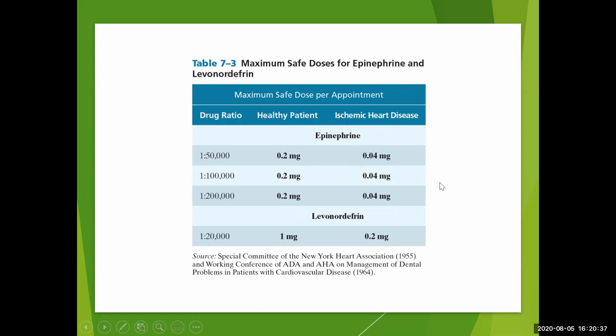So you may be using your cardiac dose for patients not necessarily with heart disease. Maybe they have hyperthyroidism or something like that, and you need to limit the epinephrine. You would use the cardiac dose. And then levonordefrin always comes in a 1 to 20,000 formulation. Levonordefrin is weaker than epinephrine, so you need more of it. That's why it's in a 1 to 20,000 formulation. So the maximum dose for levonordefrin for a healthy patient is 1 milligram, and the maximum dose for the cardiac dose is 0.2 milligrams.